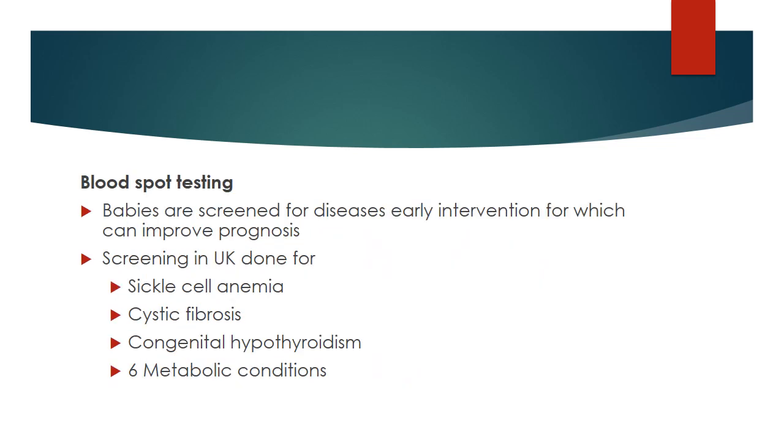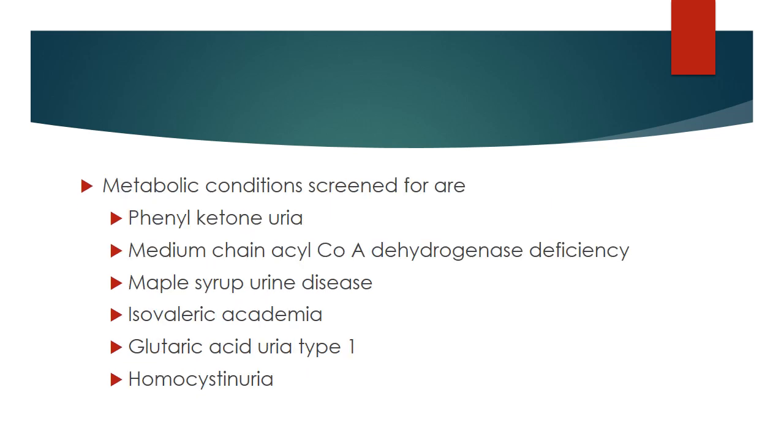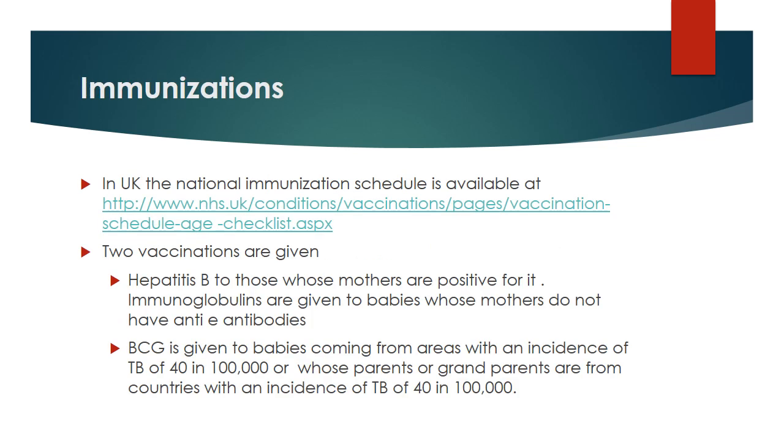Blood spot testing: babies are screened for diseases, as early intervention can improve prognosis. Screening in the UK is done for sickle cell anemia, cystic fibrosis, and congenital hypothyroidism. Metabolic conditions screened for include phenylketonuria, medium chain acyl-CoA dehydrogenase deficiency, maple syrup urine disease, isovaleric acidemia, glutaric aciduria type 1, and homocystinuria. In the UK, the national immunization schedule is available online.